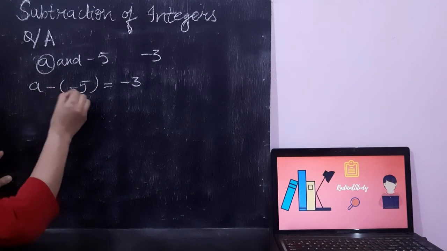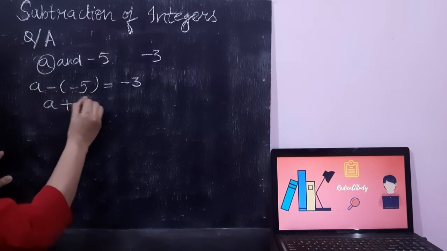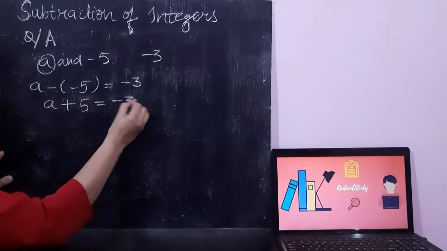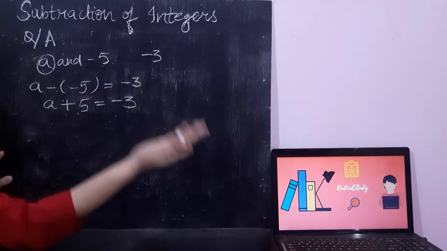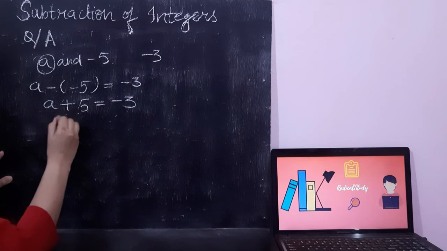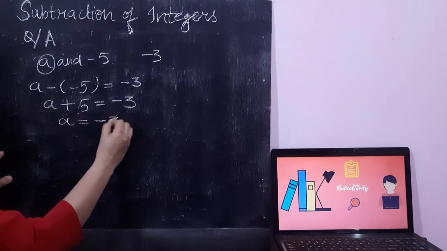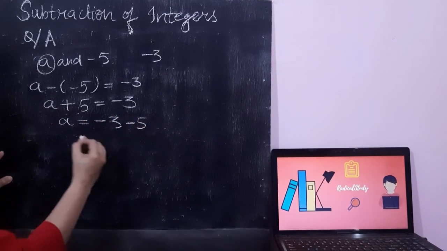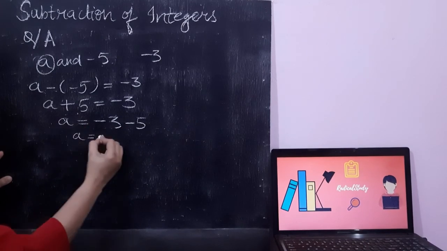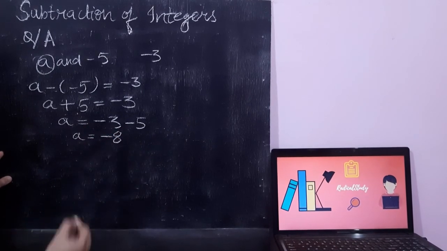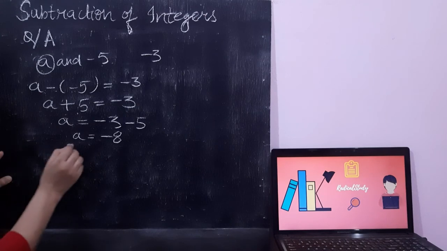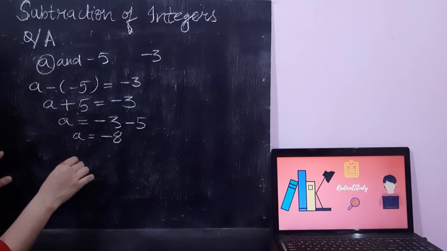Now this minus minus is going to become what? It will become a plus 5 is equal to minus 3. Now this plus 5, when it goes on that side, it will become minus 5. Minus 3 minus 5. So the value of a will be minus 8. Okay students, so this is how we solve questions based on integers.